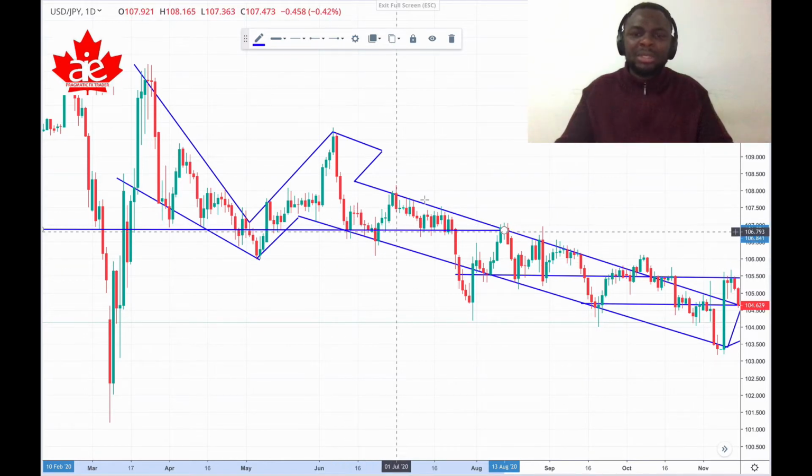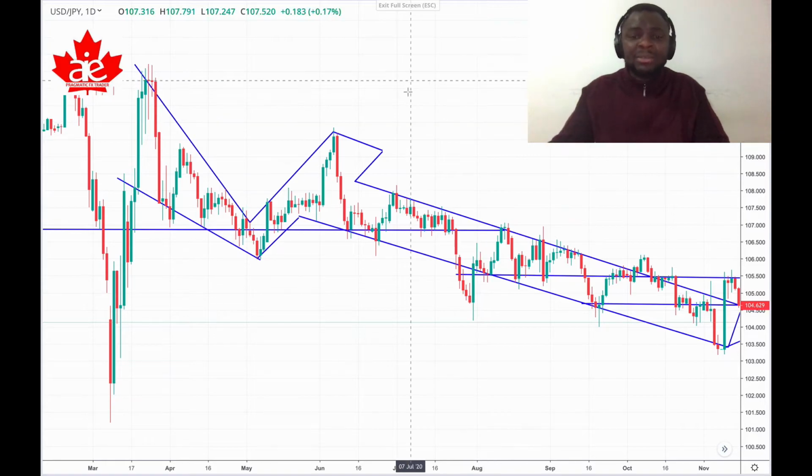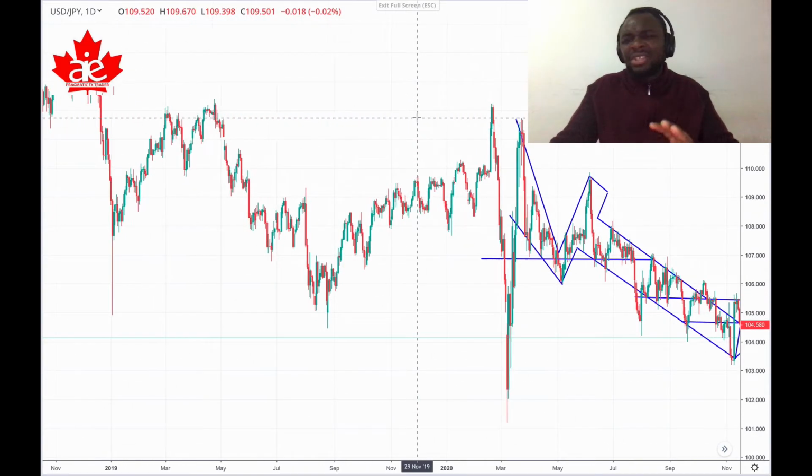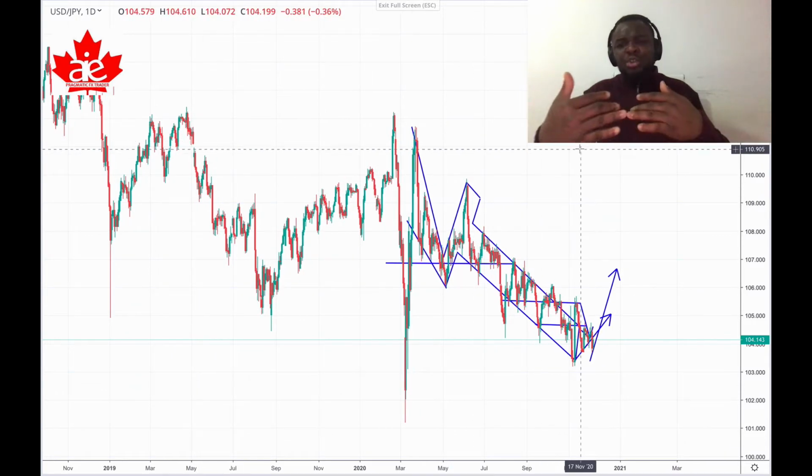You have to know what the candlestick is about to do, because the candlestick speaks some languages. You have to understand these languages. You have to know exactly what the candlestick is trying to say. So now let's check a little bit back and see how strong USD could go back.